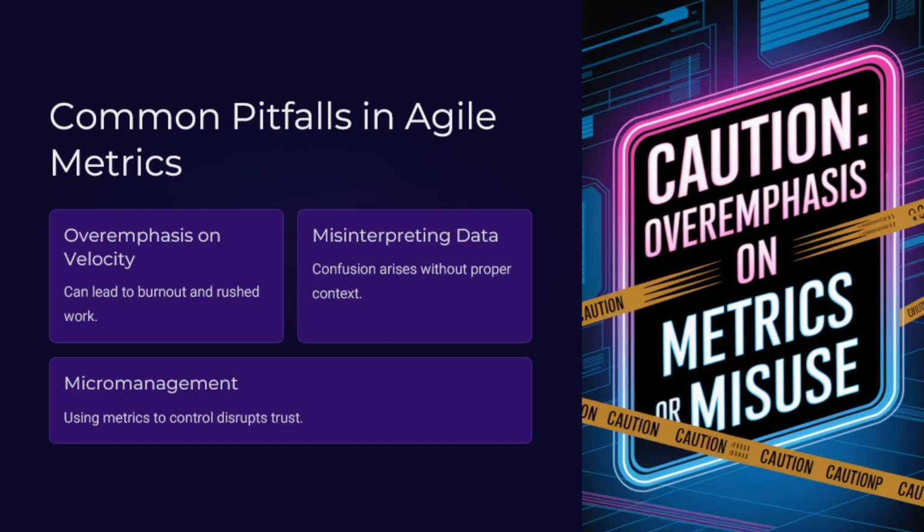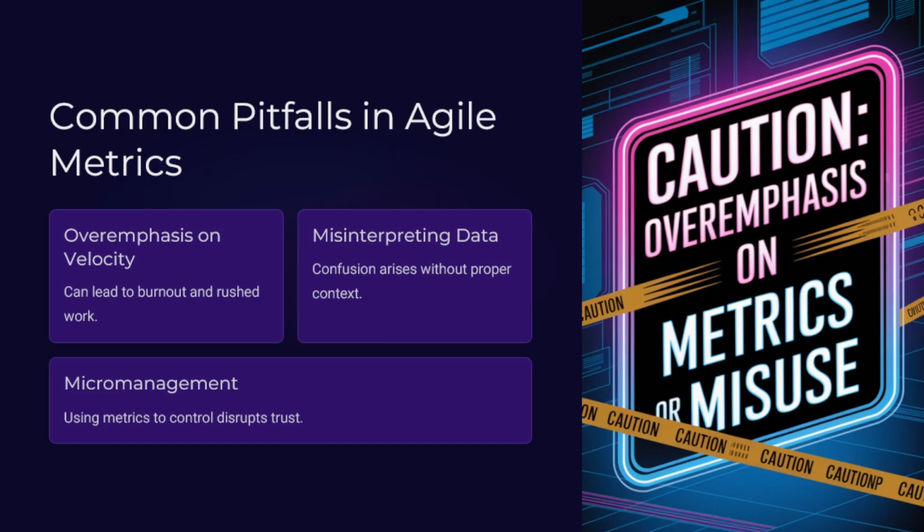Common pitfalls in agile metrics and in measuring these metrics. While metrics are powerful tools, misusing them can sometimes be counterproductive. Overemphasizing velocity may lead to team burnout as members rush to meet targets without focusing on quality. So the overemphasis on velocity can lead to burnout of your team.